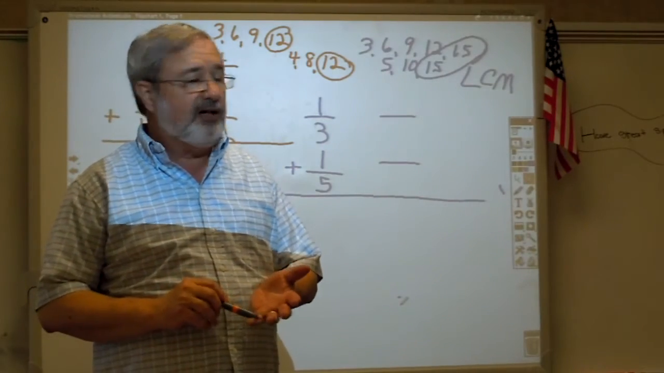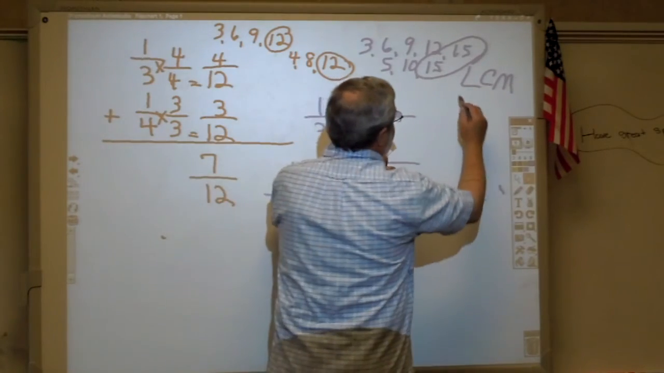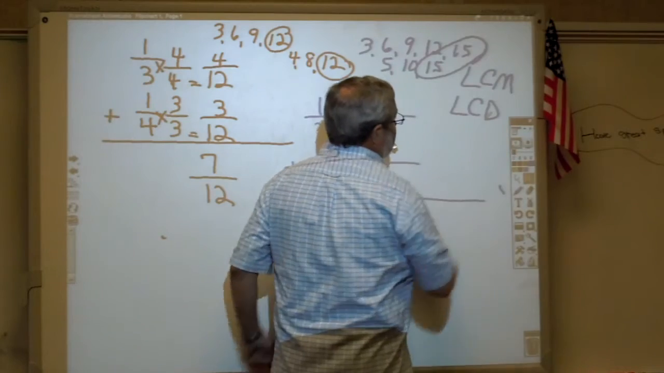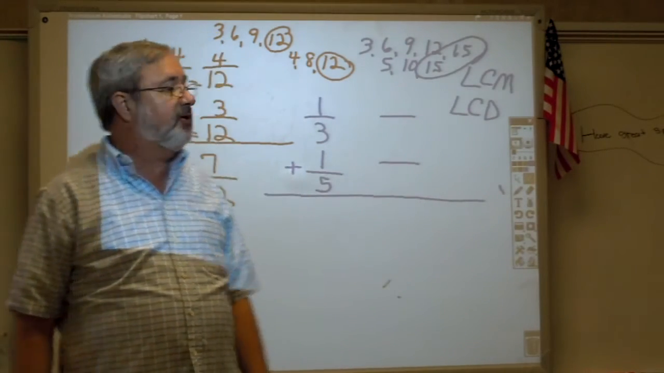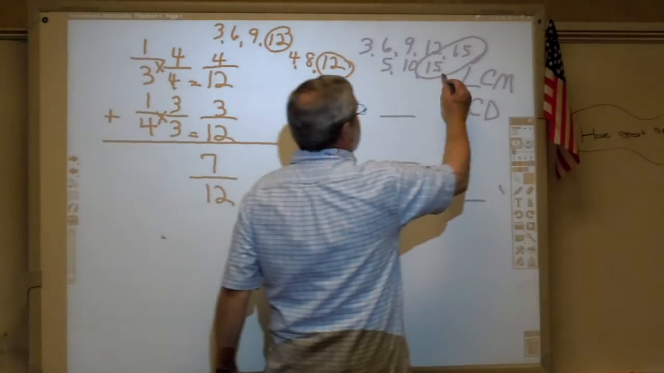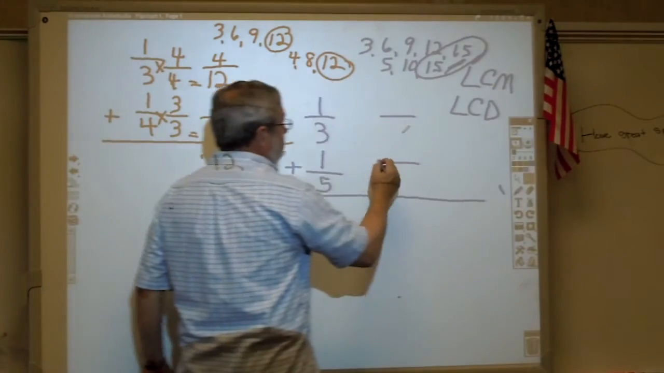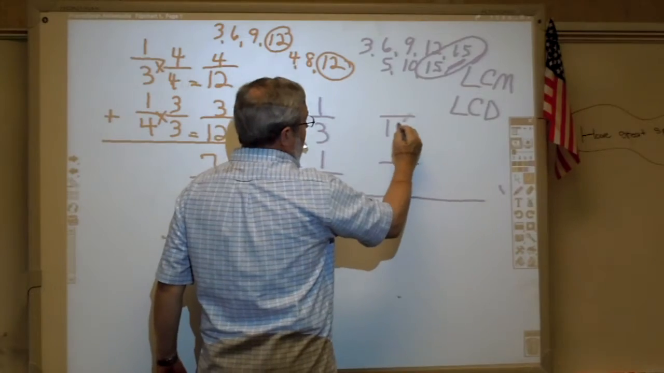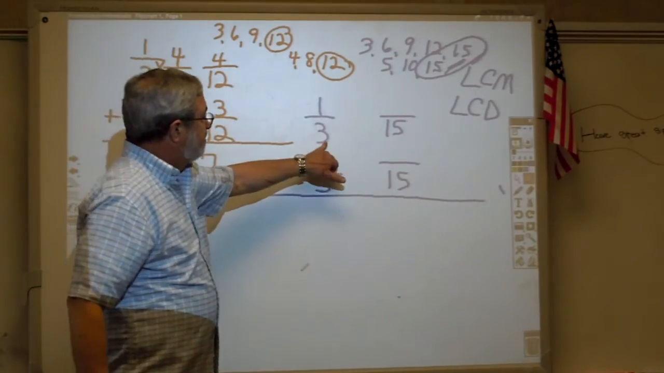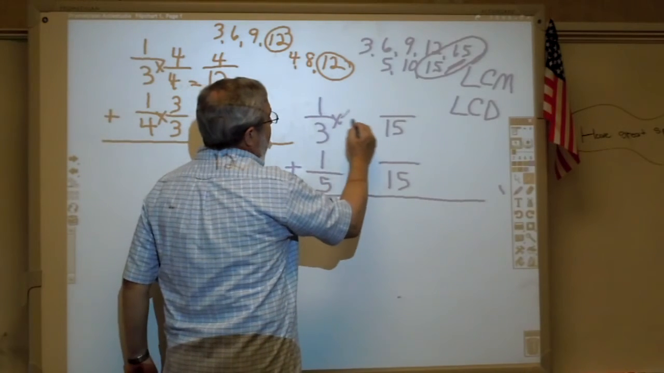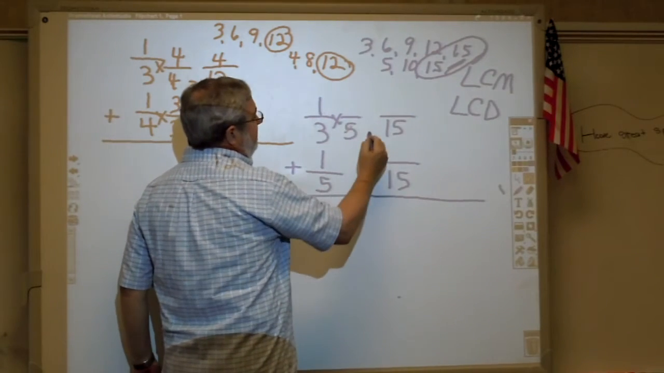That LCM will now become my LCD, which is my least common denominator. Please remember those terms. Least common multiple is this, and it turns into your least common denominator of 15. So now I need to multiply 3 times 5, get 15.